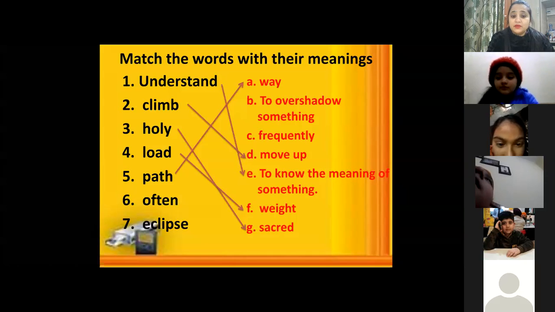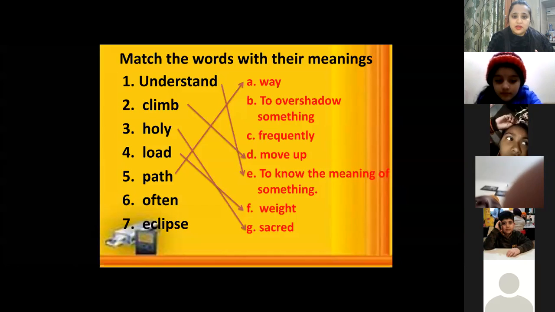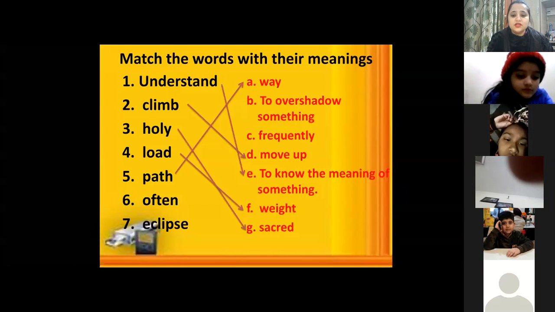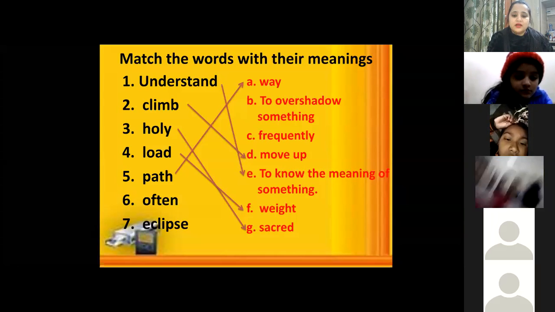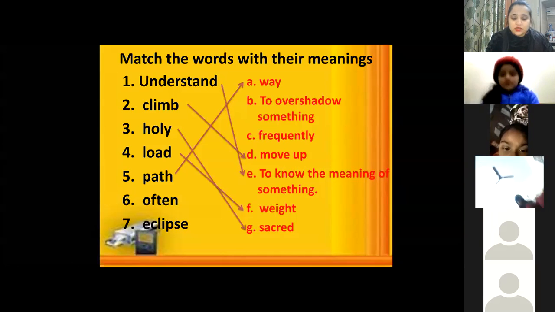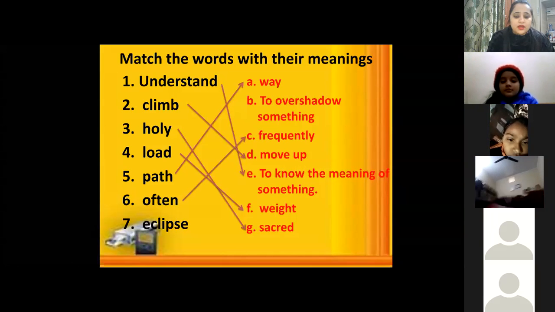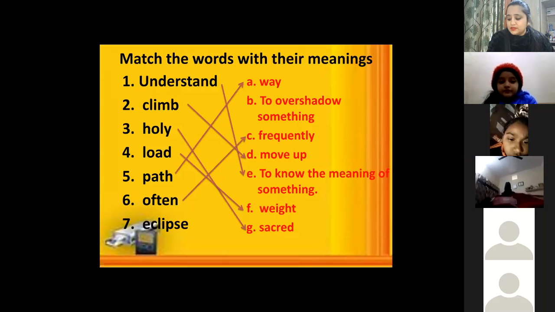Often का मतलब हिंदी में क्या होता है? अक्सर जब कोई चीज की जाती है, कोई चीज होती है, अक्सर. That is often. That's called frequently in English. उसको English में frequently कहा जाता है. Frequently means काफी बार जब कोई चीज की जाए. That's called frequently. Okay. Now, number 7, eclipse.